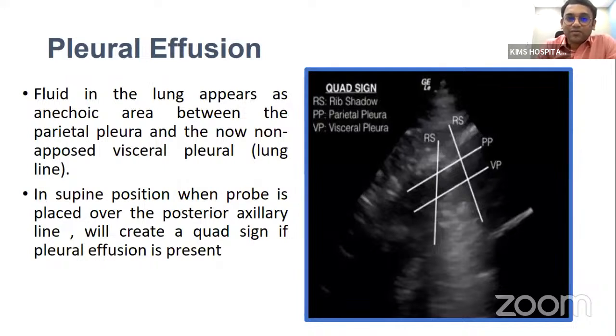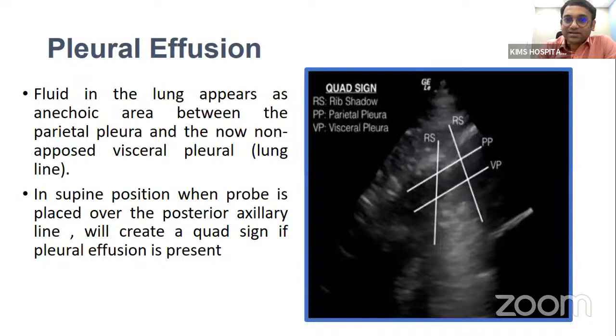Sometimes our babies can develop pleural effusion secondary to respiratory distress syndrome, or secondary to hydrops, or secondary to cardiac abnormalities. So the identification of pleural effusion and its drainage is also important. The pleural effusion is fluid that usually appears as anechoic areas between the parietal and visceral pleura. In order to identify the pleural effusion, we usually place the baby in supine position and place the probe over the posterior axillary line, where we'll see a quad sign if there is a pleural effusion.